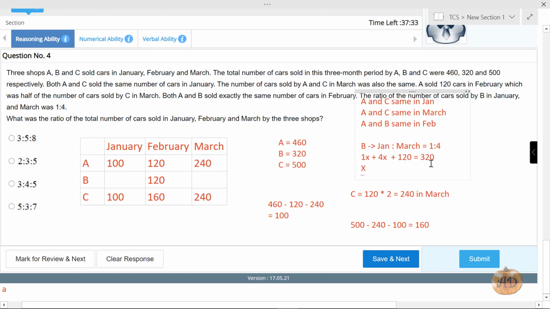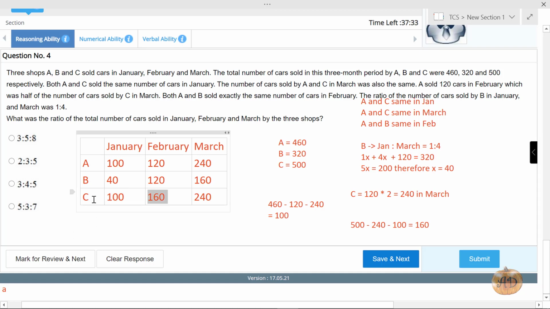So when you solve, you will get 5x equals 200, therefore x equals 40. Okay, so when x equals 40, then the number of cars sold by B in January is 1x, that is 40, and the number of cars sold by B in March is 4x, that is 160. Okay, so by this you got the whole data. So now what you have to do is calculate the total sum.